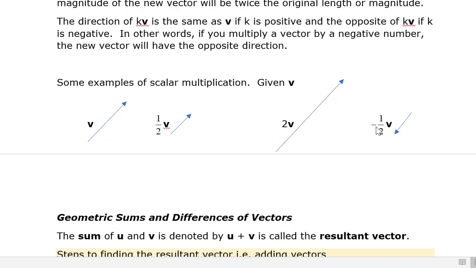Now, as soon as I change the sign of k, I'm changing the sign of the original vector. Not only am I changing the length or the magnitude, I'm also changing the direction. So you can see that 1/2 v is the same direction as the original vector, only half the length. But -1/2 v is not only half the length, but it's also going in the opposite direction.